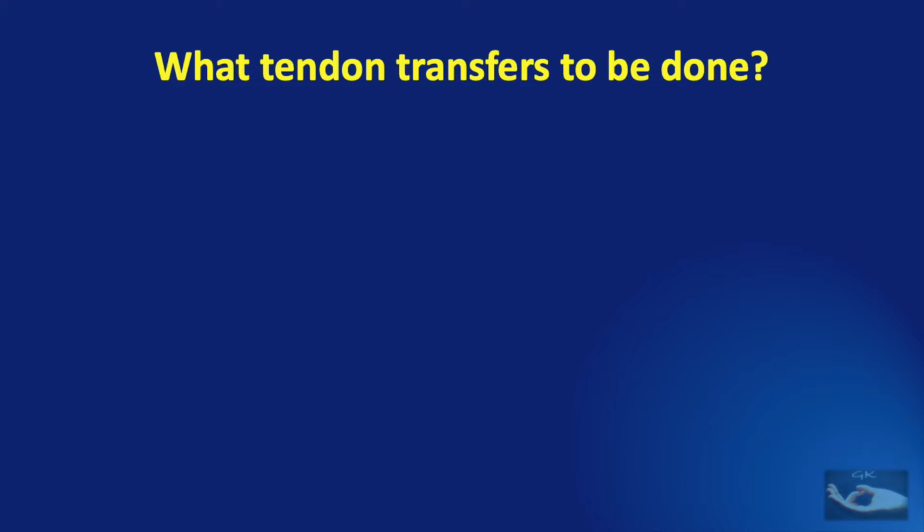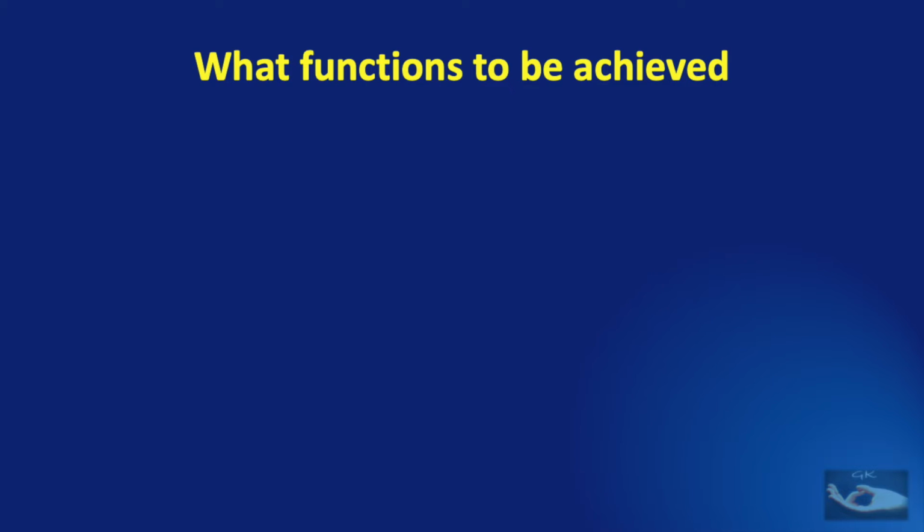So, having understood the basic concepts in tendon transfers for ulnar nerve palsy, we need to know what tendon transfers have to be done. But this question can be answered only if we answer the question of what functions are to be achieved. In fact, there are 5 basic functions that we need to achieve or restore in a hand affected by ulnar nerve palsy.